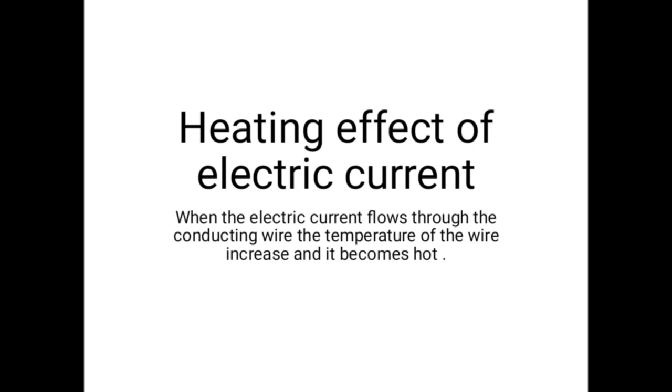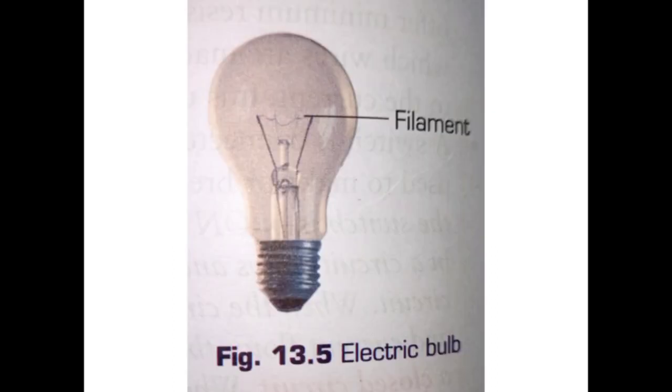Now our next topic is heating effect of electric current. When current flows through an electric circuit, it produces heat. During the process, the electric current is converted into heat energy. When the electric current flows through the conducting wire, the temperature of the wire increases and it becomes hot. This is called heating effect of electric current.